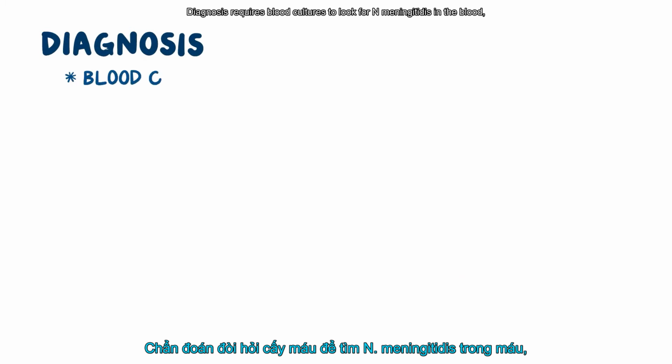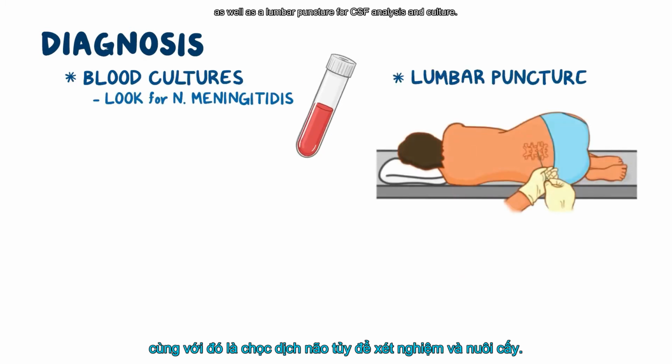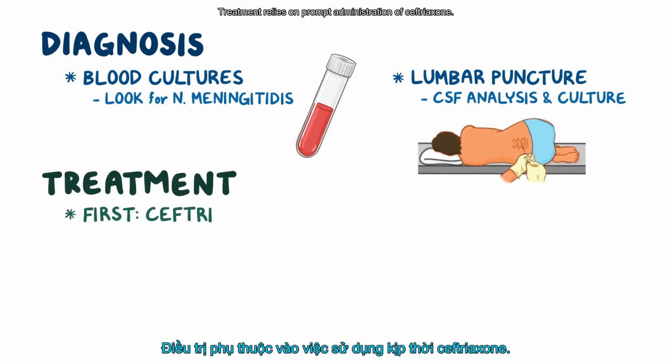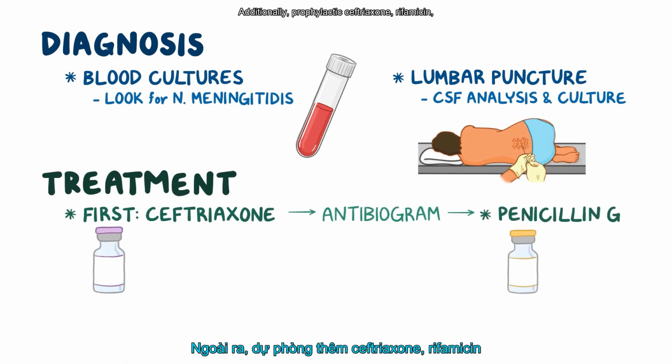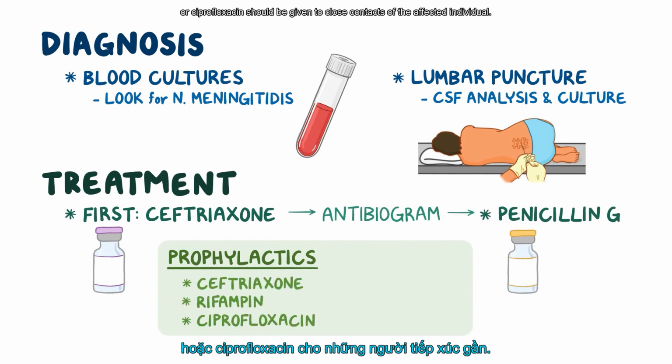Diagnosis requires blood cultures to look for N. meningitidis in the blood, as well as a lumbar puncture for CSF analysis and culture. Treatment relies on prompt administration of ceftriaxone. Following the results of an antibiogram, treatment can be switched to penicillin G. Additionally, prophylactic ceftriaxone, rifampin, or ciprofloxacin should be given to close contacts of the affected individual.